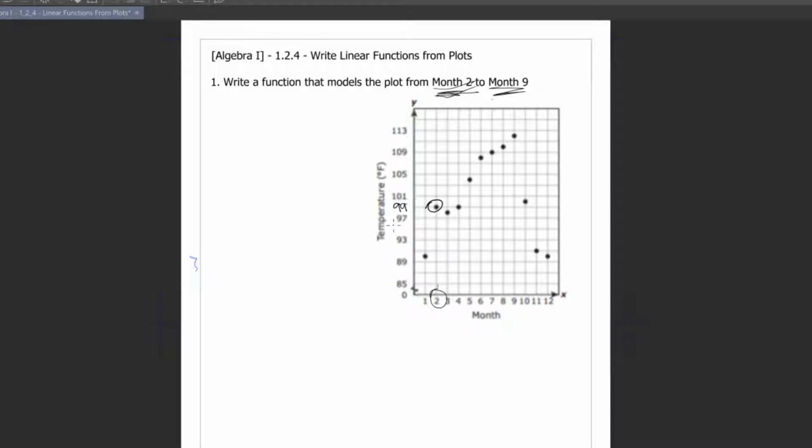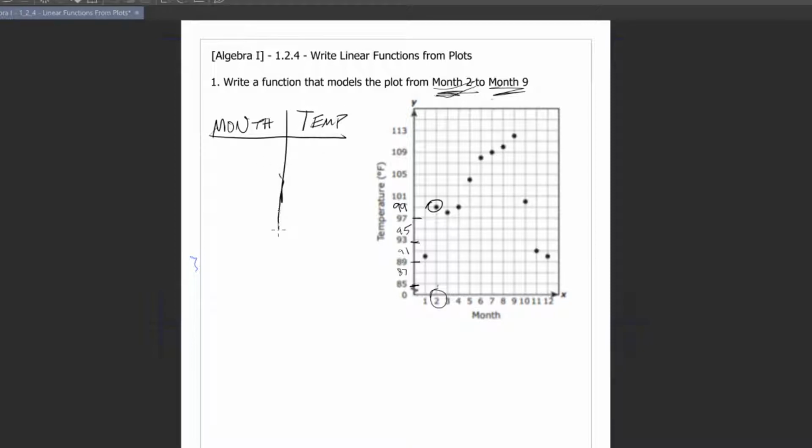How do I know it's 99 degrees Fahrenheit? If you look at the scaling of the y-axis, we know that this mark is 85, this mark's 89, this mark's 93, and 97. And there's one mark between each, so we know this step size is 2. So 85, 87, 89, 91, 93, 95, and so forth. And that's how we got 99 for month 2. And let's write this out on the side. So month, and then we will have temperature.